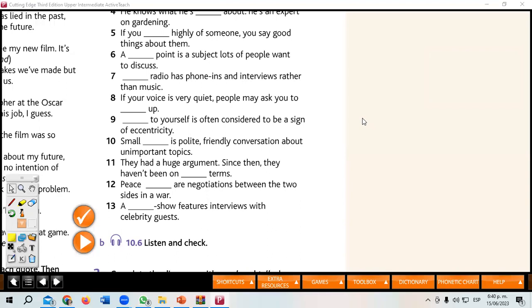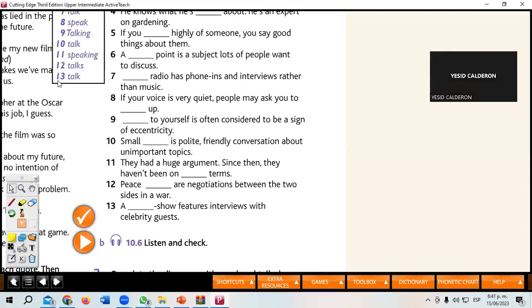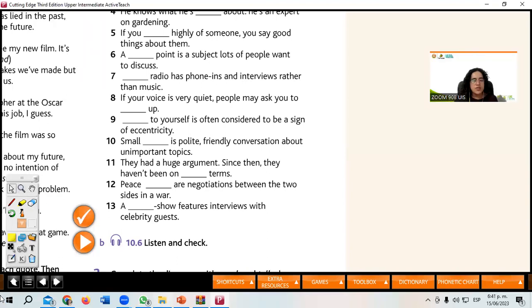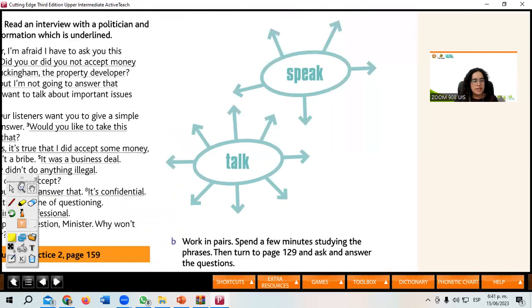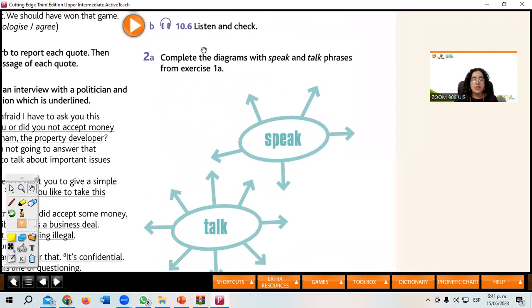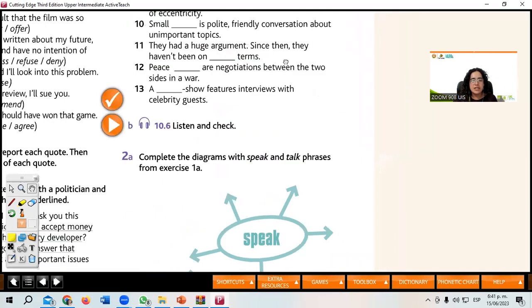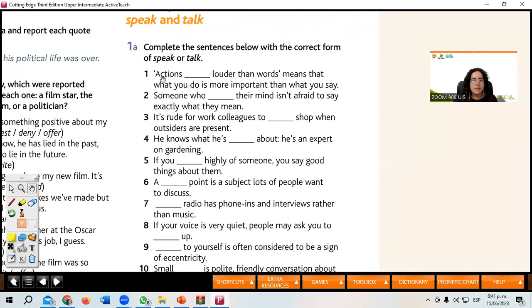Okay, Lynn. A talk show features interviews with celebrity guests. Yes. A talk show features interviews with celebrity guests. All right. Excellent, guys. Very good. So let's complete the diagram. I'll give you again some minutes. You're going to use the diagram to complete it with phrases from the first exercise. So, for example, the first phrase can be actions speak louder than words.